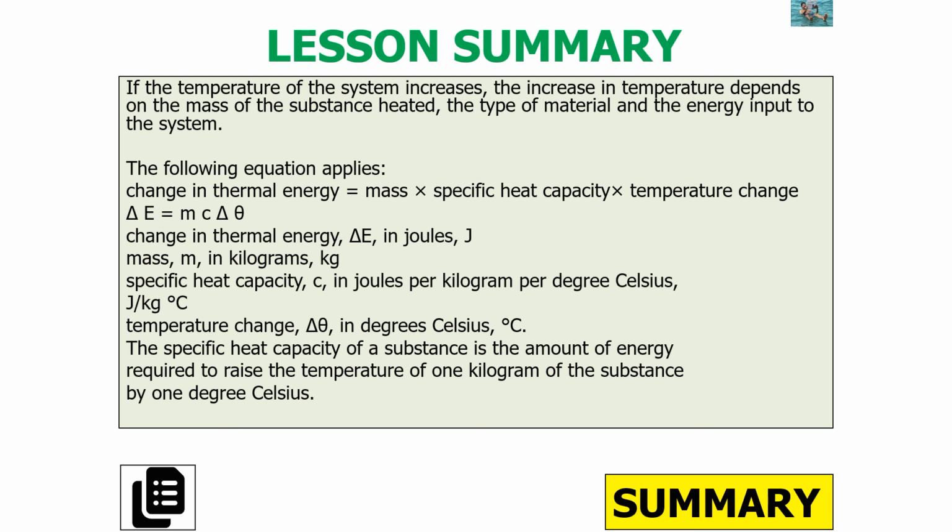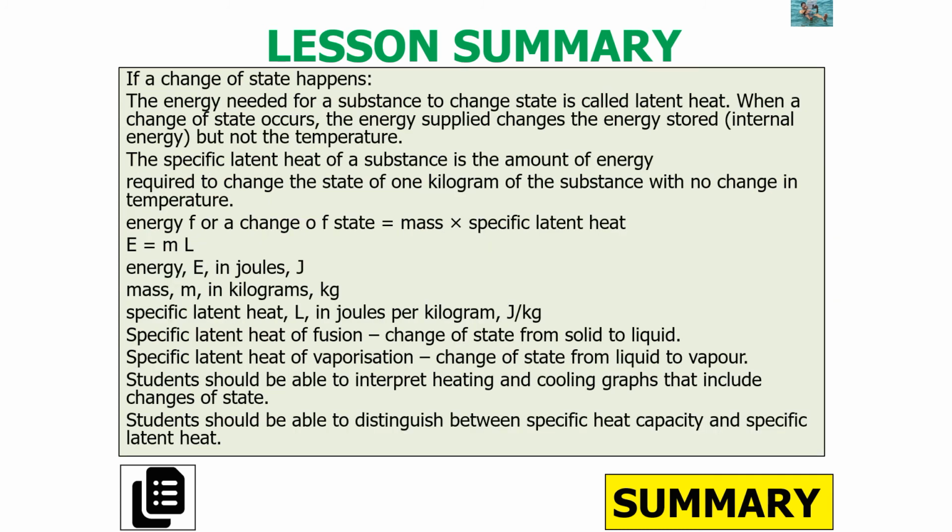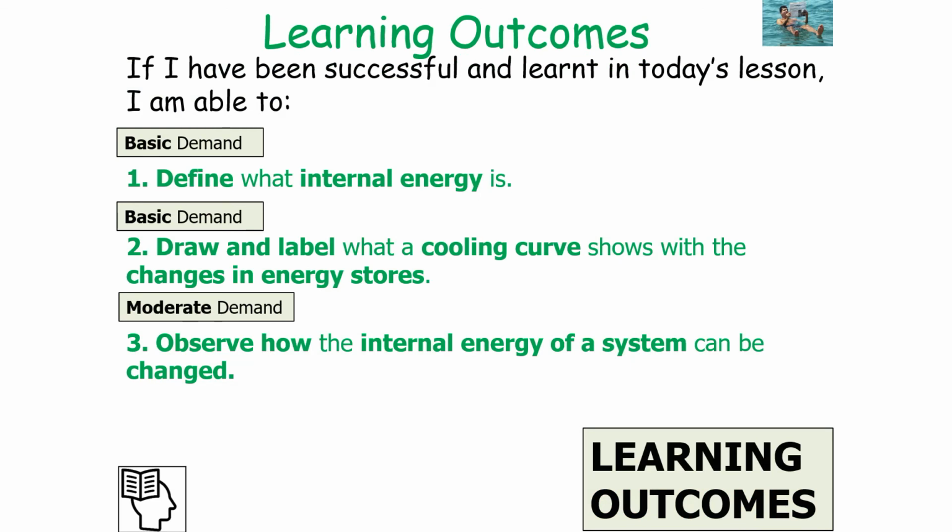If the temperature of the system increases, well then the increase in temperature depends on the mass of the substance heated, the type of material, and the energy we input to the system. If a change of state happens, the energy needed for a substance to change state is called latent heat, and when a change of state occurs, the energy supplied changes the energy stored, which is the internal energy but not the temperature. So, if we've been successful and we've learned in today's lesson, we can define what internal energy is, draw and label what a cooling curve shows with changes in energy stores, and observe how the internal energy of a system can be changed.